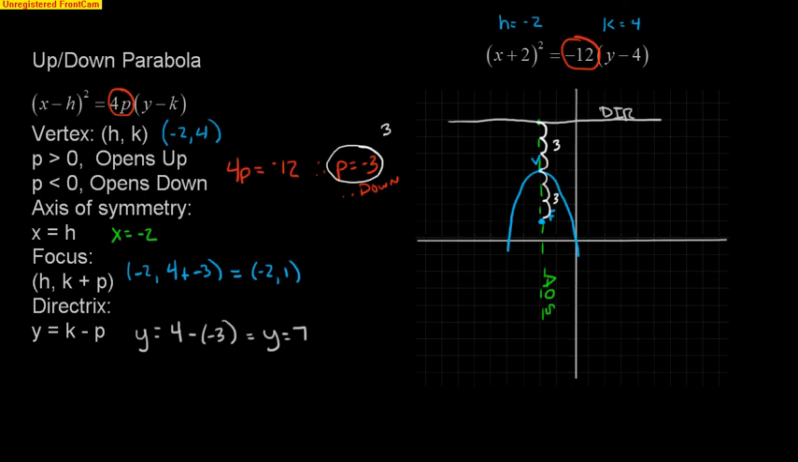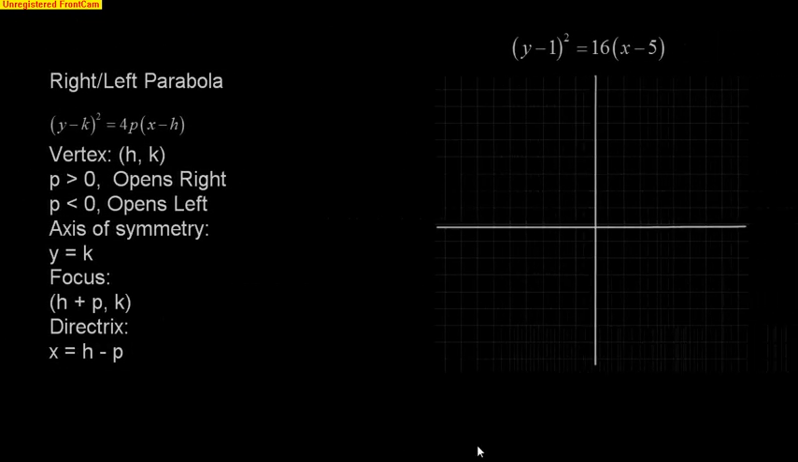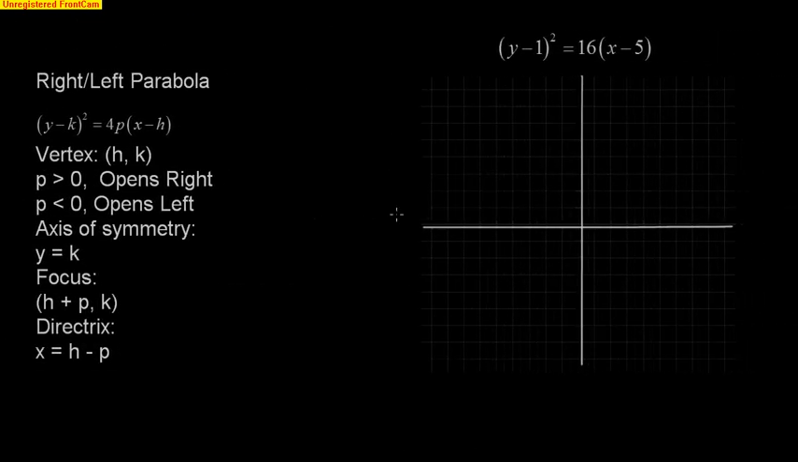So now let's take a look. When you turn over the worksheet I gave you, we're going to take a look at right and left parabolas. Now, notice the difference here. The difference for this now is that y is first. So as you can see, it's y minus k squared equals 4p times x minus h. Now, x will always go with h. Y will always go with k.